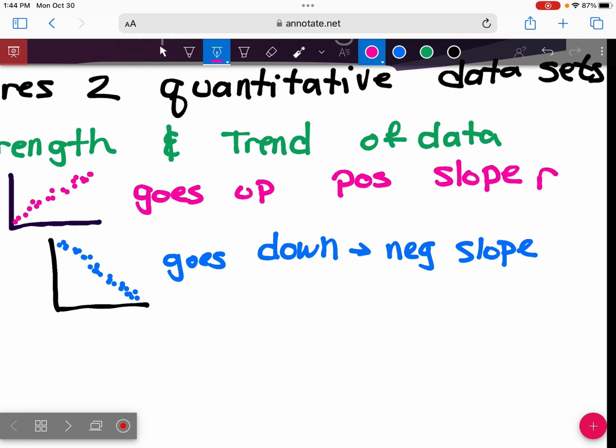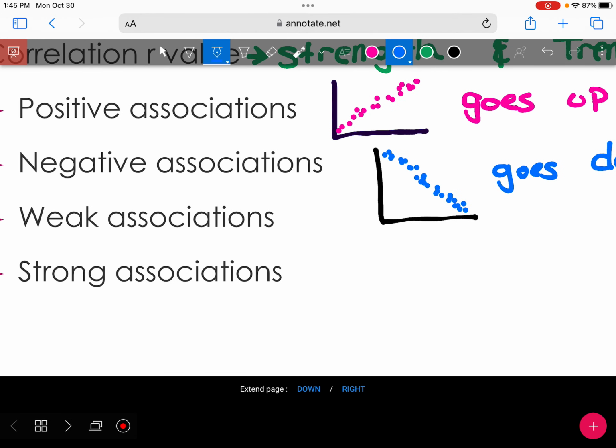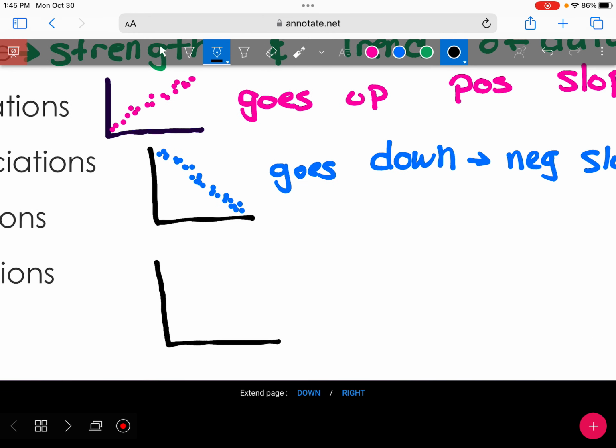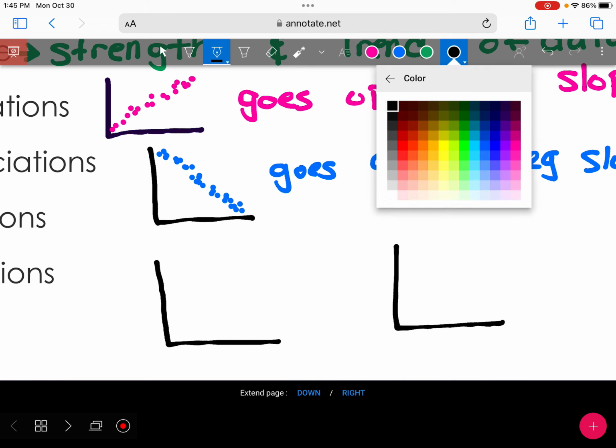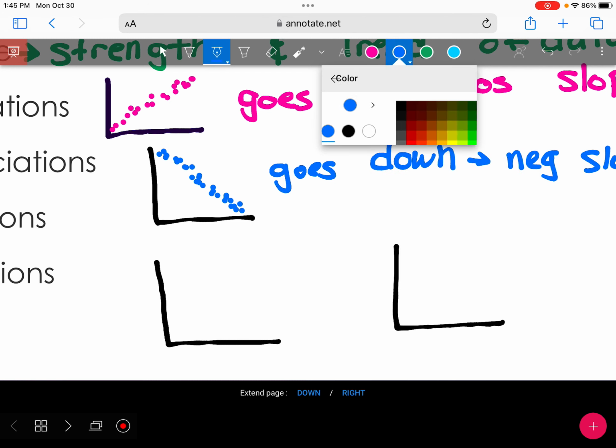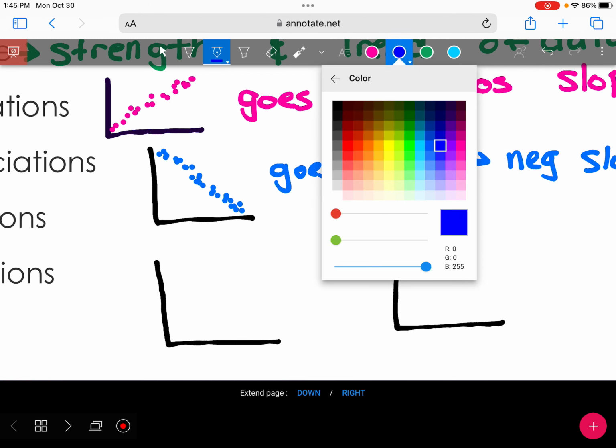So here our R is positive. Here our R is negative. The next two are a little weirder numerically, but I'm going to draw my pictures first real quick. So we're going to think about two different pictures, and I'm going to do positive associations for both. So let me get another color, the dark blue and the teal.